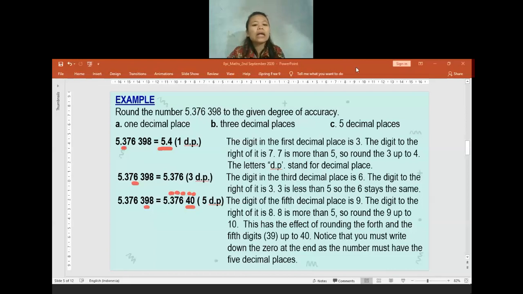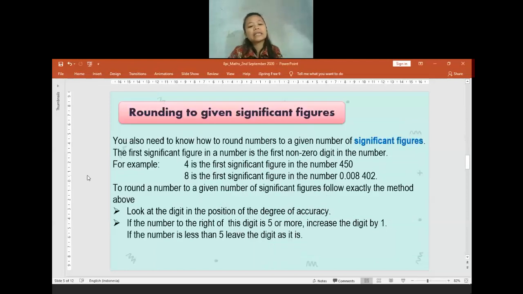If everything is clear, I will continue. We will round off the number to the nearest significant figures. What are significant figures? Significant figures are digits that are non-zero. For example, if we have a whole number, usually the 0 at the back, we will not count it as a significant digit.